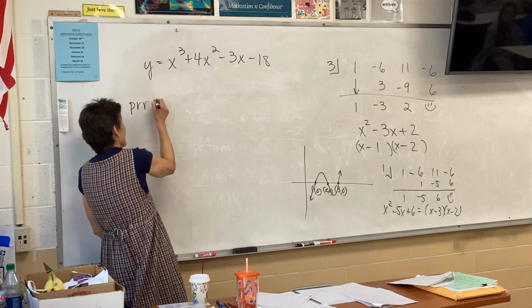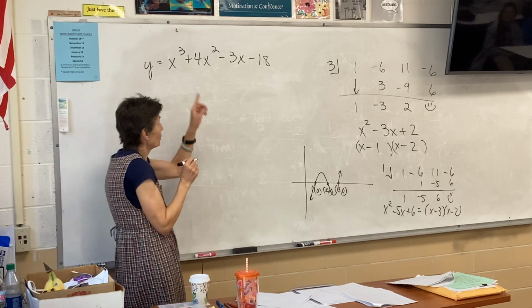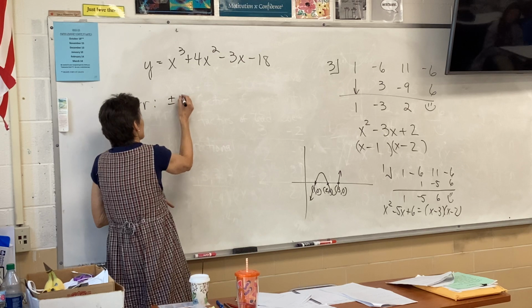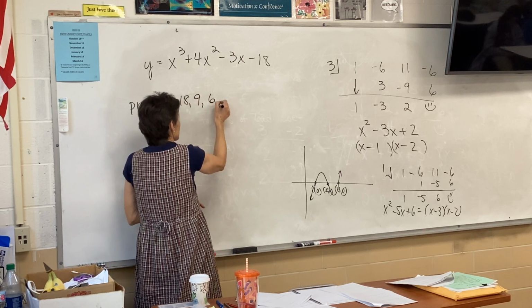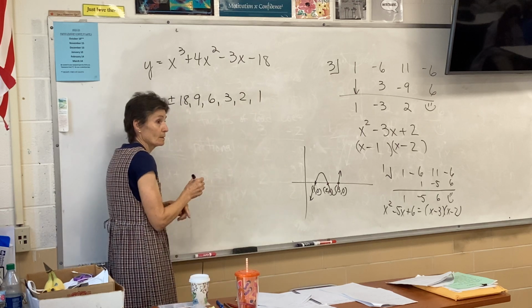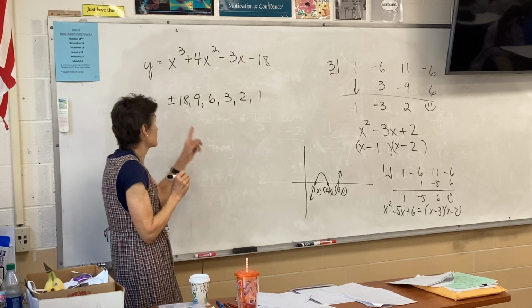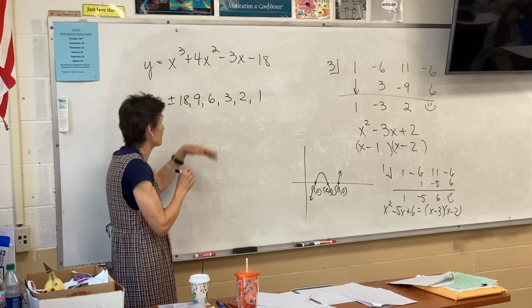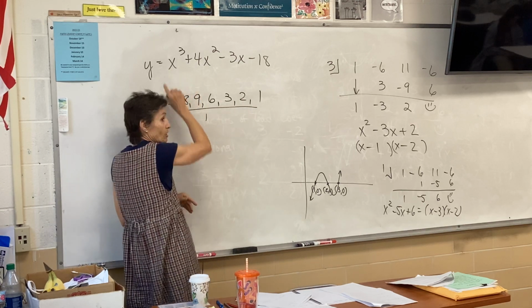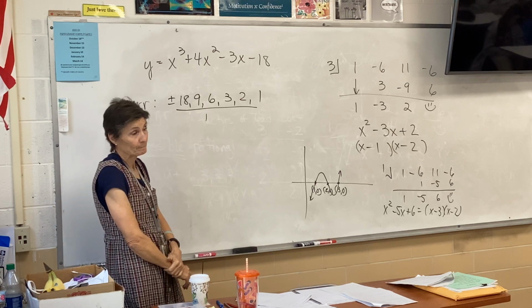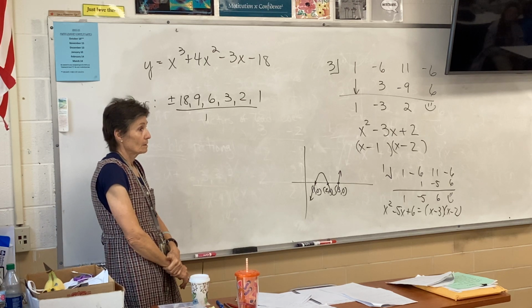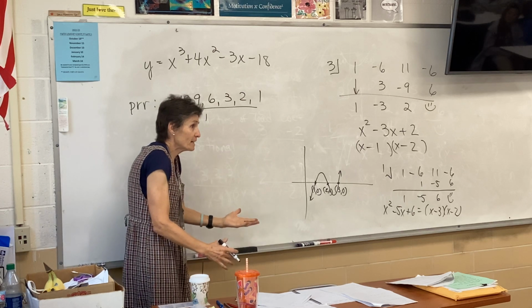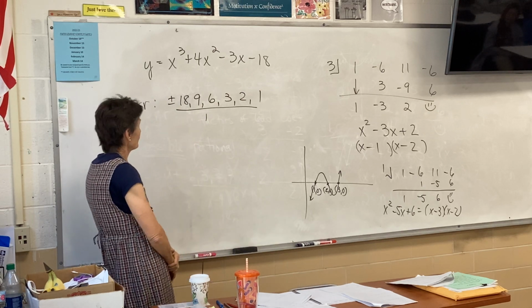Now, what am I going to guess? My PRRs will be factors of 18. So what are the factors of 18? 18, 9, 6, 3, 2, and 1. You can have those in any order. I usually do them in order because that makes sense to me, but these numbers can be in any order, it doesn't matter. And then divided by the leading coefficient factors, which is just 1 again. Now, that's a bigger list this time, but it's still better than infinity, right? That's what we had before, is whatever number. Now we got it narrowed down.